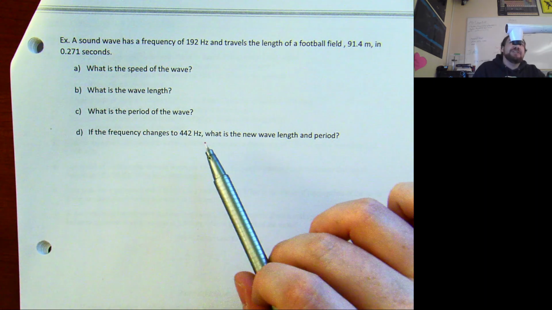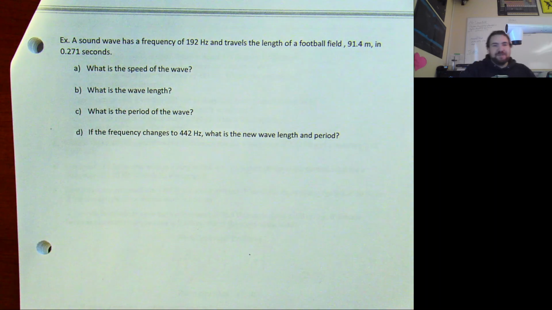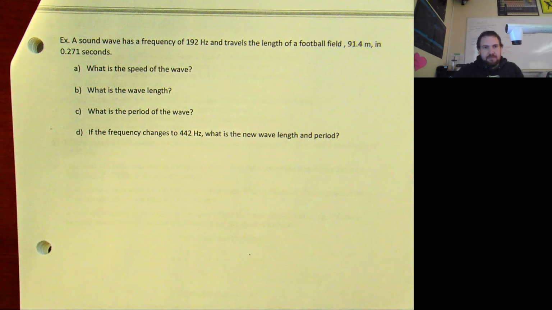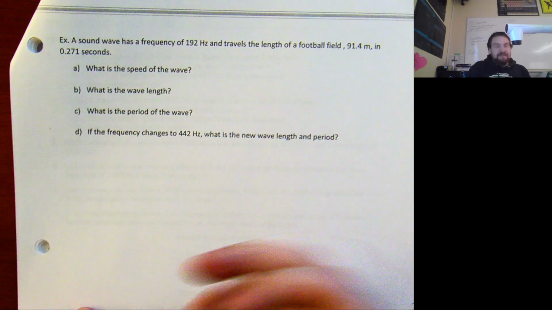And if the frequency changes to 442 hertz, which sounds like this, well, 442, not 432. Here's 442. Okay, so if it goes from that low one to this high one, what is the new wavelength and period?